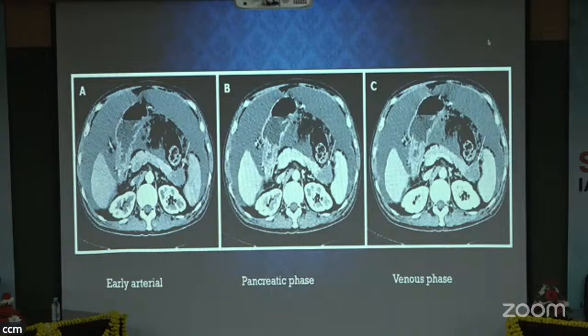So like in this example, there are same patient, three images. First is arterial, second is pancreatic, third is the portal venous phase. So in the pancreatic phase, the pancreatic parenchyma is nicely enhancing, while the hypovascular adenocarcinoma is not well enhancing. So these adenocarcinomas are best seen on the pancreatic phase.